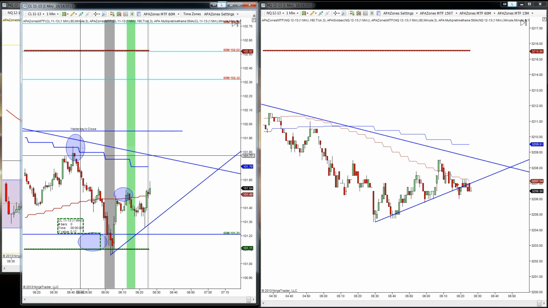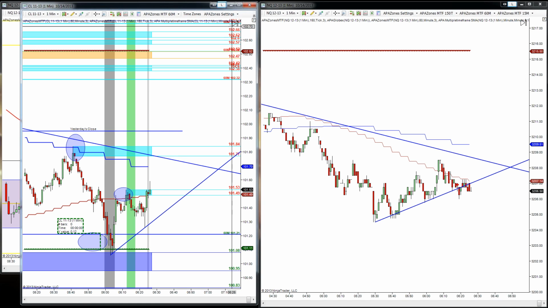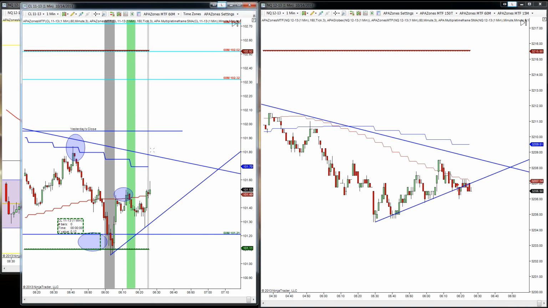at least up to this trend line, as well as where this previous high is up there, which is right around where that zone is right there. But ultimately we're looking from this green or this blue 60-minute zone all the way up to that 60-minute zone.